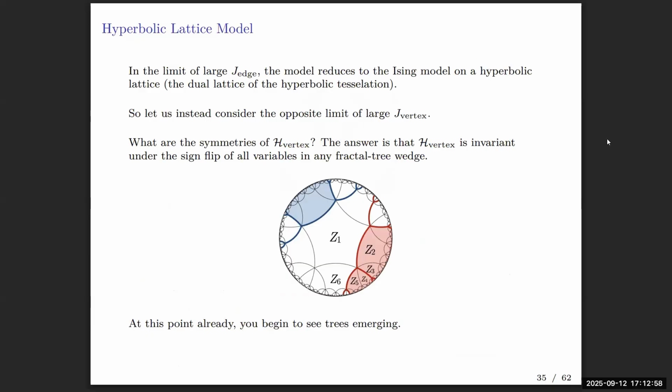So now the point is that basically, if you flip the sign within any of these tree wedges, then you have an even number of sign flips in the interaction. So the Hamiltonian is not going to change, right? You can do this for any of what you might call the tree wedges. Flip all the signs within any tree wedge. So now you already begin to start to see the trees appearing.